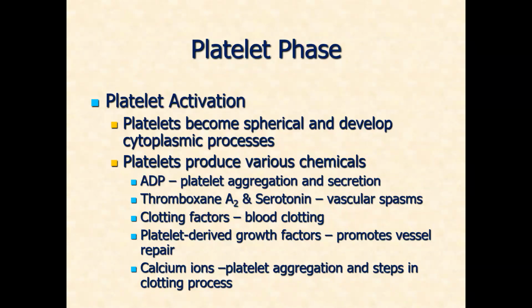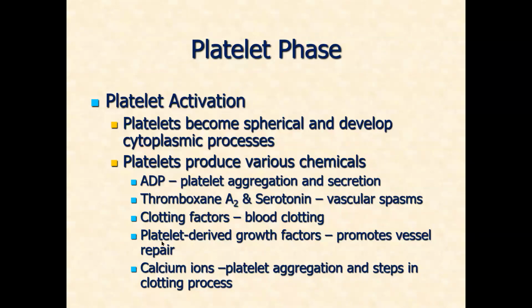And you have thromboxane, which we mentioned before, and serotonin, which help with vascular contraction, right? So they help the blood vessels to narrow and make it harder for blood to leak out. And the platelets also release clotting factors. If they're not able to do their job of stopping the injury, they release clotting factors, which will start the next process.